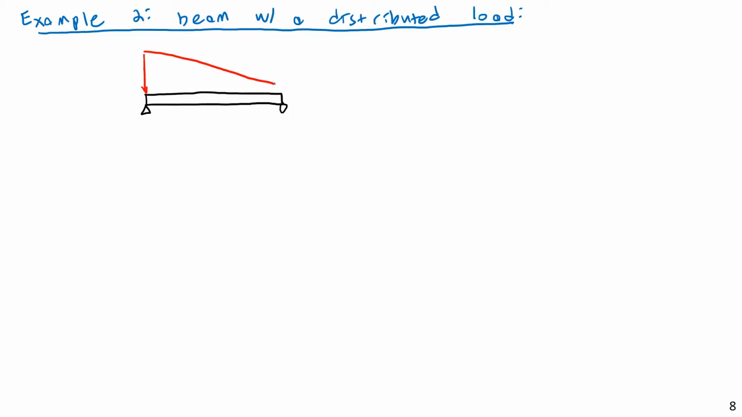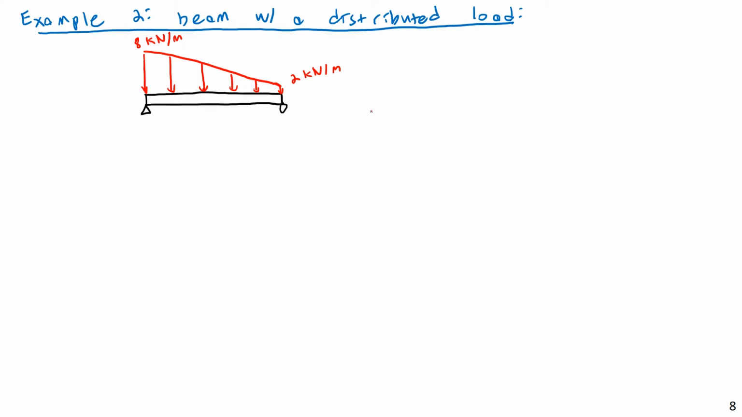Oh, wrong direction. Let's say on this side of the beam, I did the last one in English, so I'll do this one in metric. Let's say this is 2 kilonewtons per meter down here, and then up here, maybe 8 kilonewtons per meter. So I have a load that starts out at 8 kilonewtons per meter, and it decreases linearly down to 2 kilonewtons per meter. Like so.